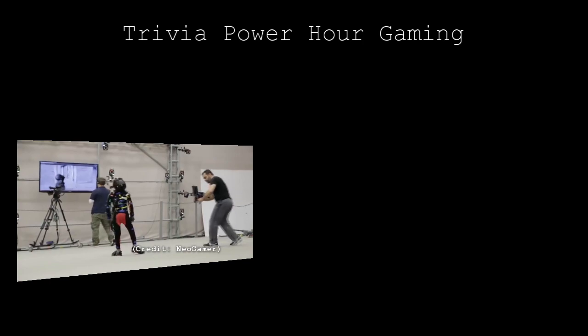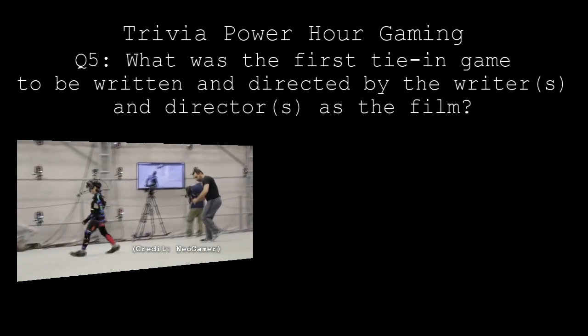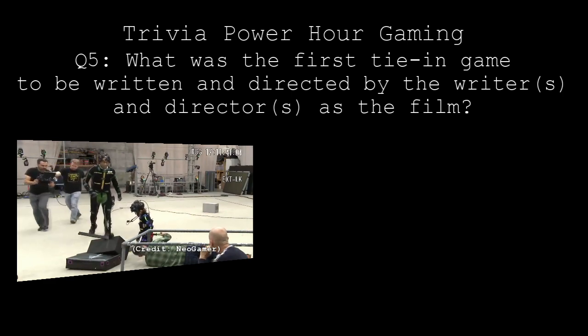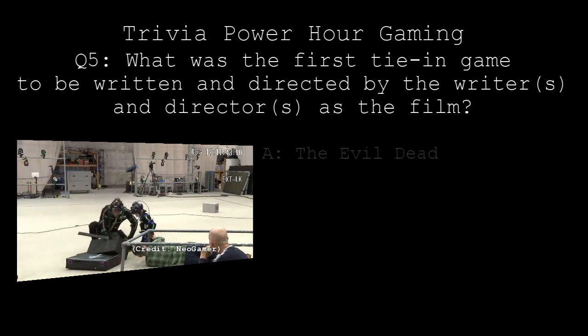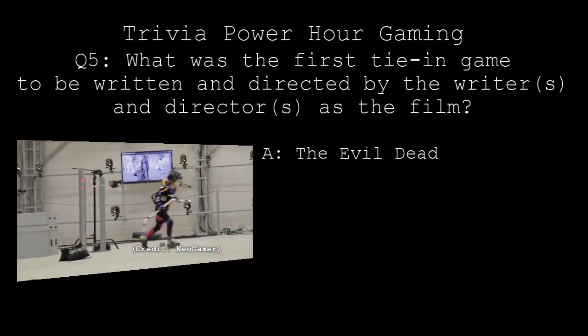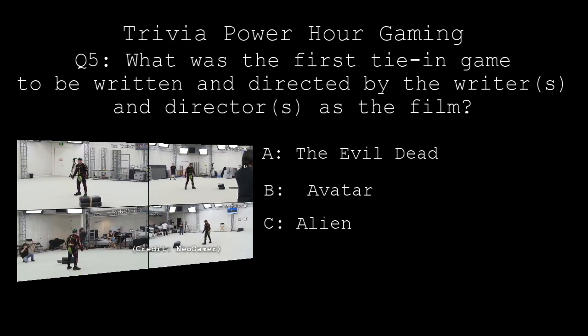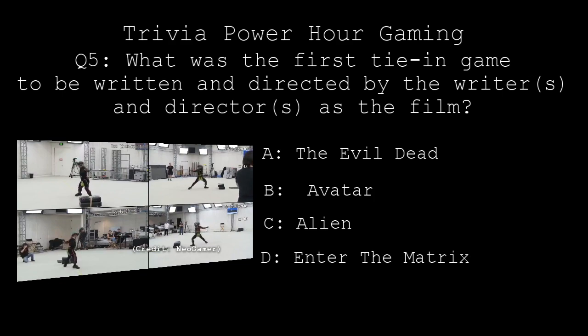Question number 5. What was the first tie-in game to be written and directed by the writer or writers and directors of the film? Is it A, The Evil Dead, B, Avatar, C, Alien, or D, Enter the Matrix?